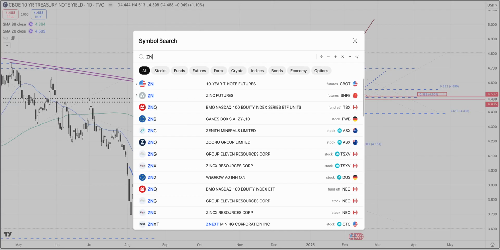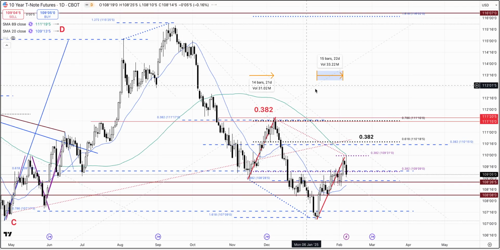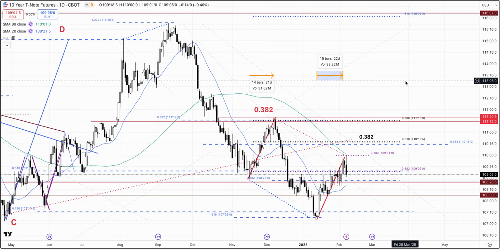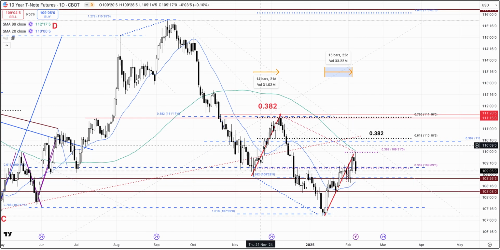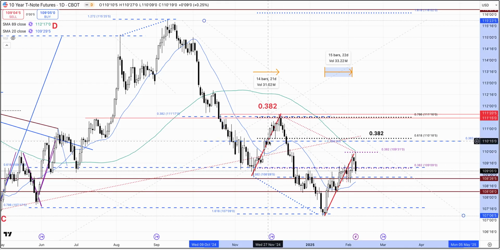If we were to take a look at this on the price chart, we'll do so with the help of the 10-year Treasury note futures. Here we go. So we have this market symmetry come in, and this is the previous rally, and this current rally was exactly the same in terms of magnitude.